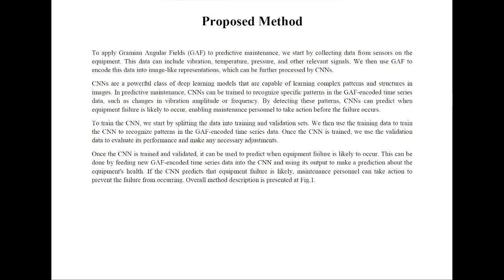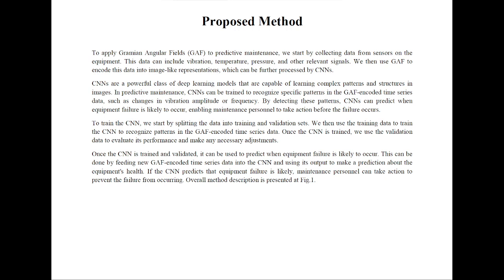before the failure occurs. To train the CNN, we start by splitting the data into training and validation sets. We then use the training data to train the CNN to recognize patterns in the GAF-encoded time series data. Once the CNN is trained, we use the validation data to evaluate its performance and make any necessary adjustments. Once the CNN is trained and validated, it can be used to predict when equipment failure is likely to occur.